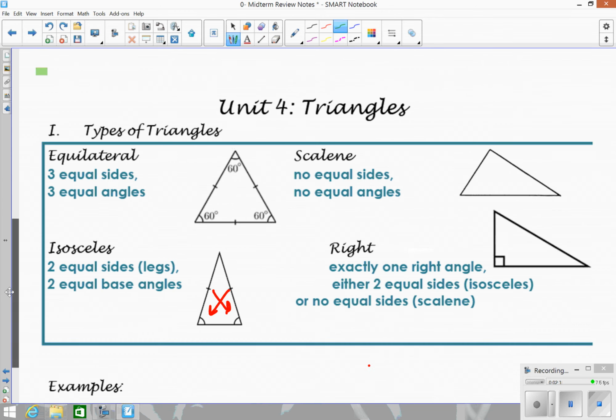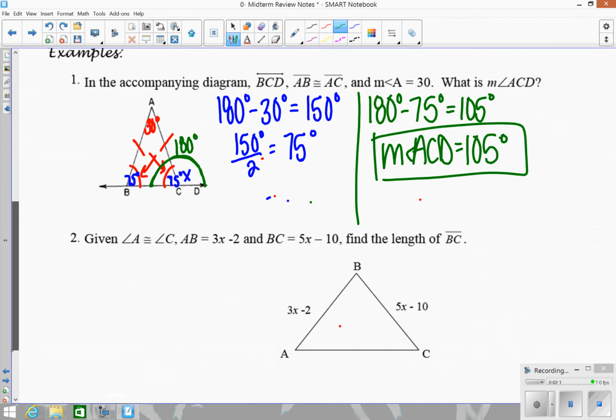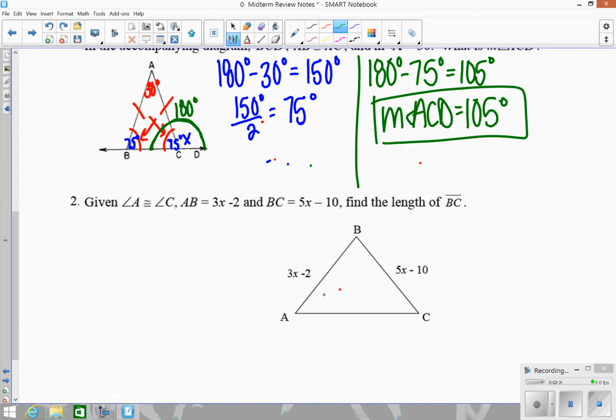The next one here, it says given angle A is congruent to angle C, so if I mark those, we know the expressions on AB and BC. Find the length of BC. So first thing is, as soon as I know I have two congruent angles, I know that the sides across from those are congruent by the isosceles triangle theorem. So since it's an isosceles triangle, I can set those equal to each other. So BA is going to be equal to BC.